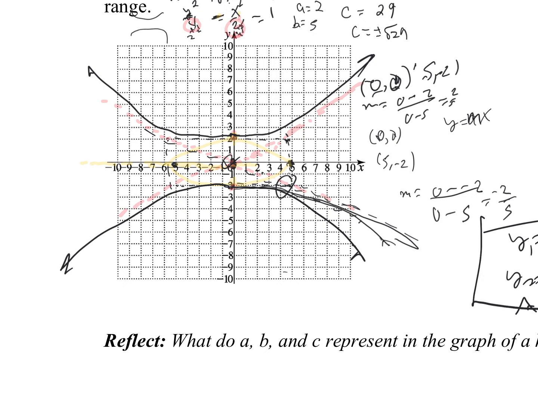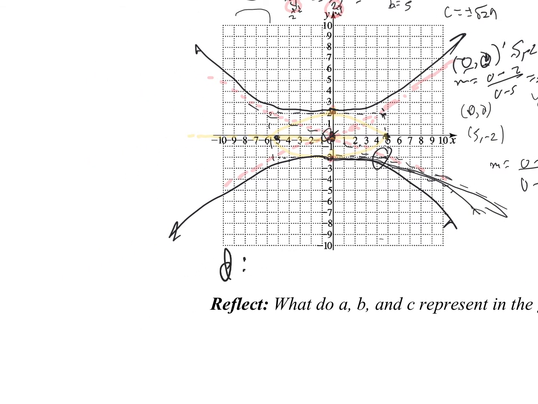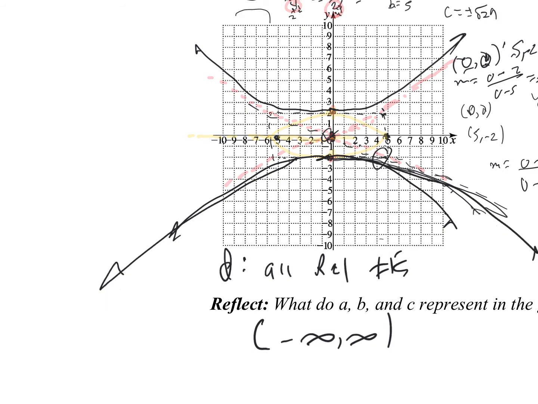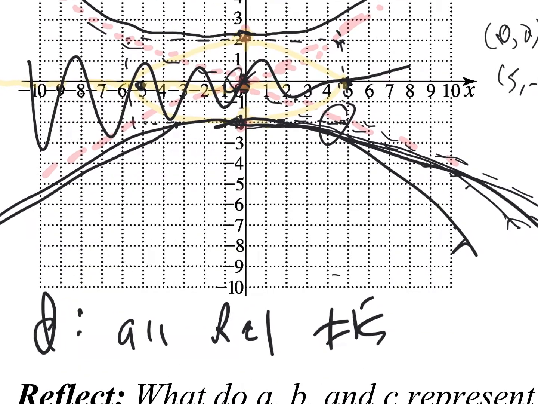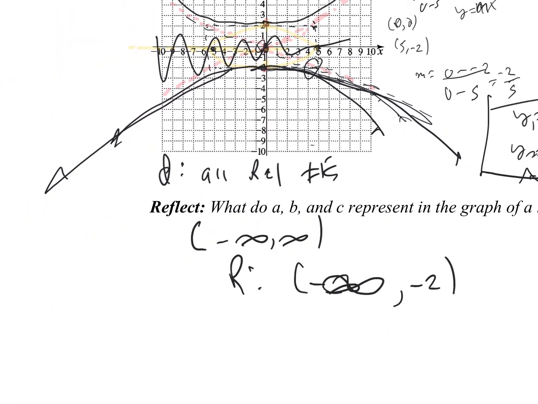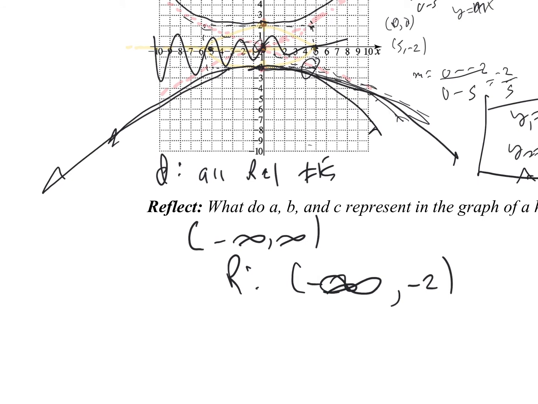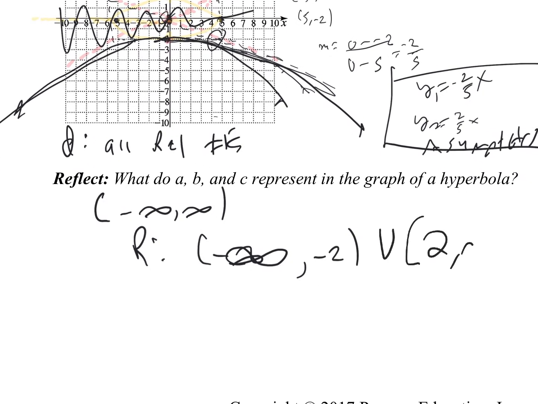Oh, domain and range. Okay, domain. All real numbers. Or you can say from negative infinity to infinity, right? Because it goes left forever, right forever. Even though it's going down, it's still left and right. The range this time has the gap. So the range this time would be negative infinity coming straight up. And where's that vertex? That vertex is at 0, negative 2. So negative 2 is the lowest there. And then it picks up. So I go union, pick back up at 2, and go to infinity.